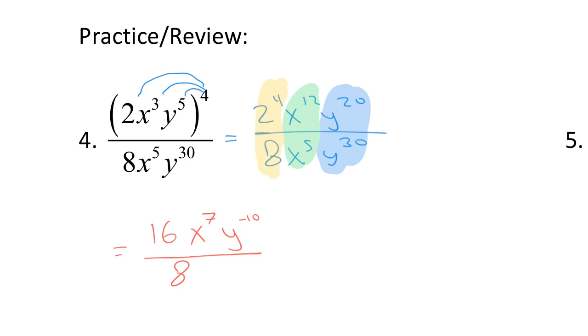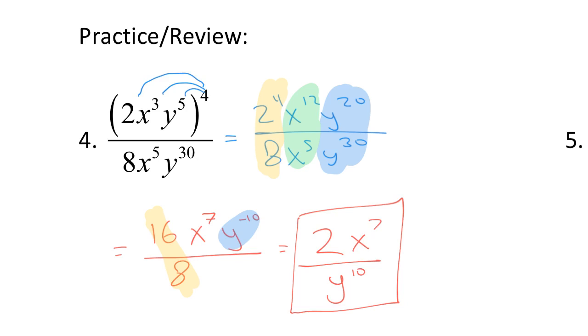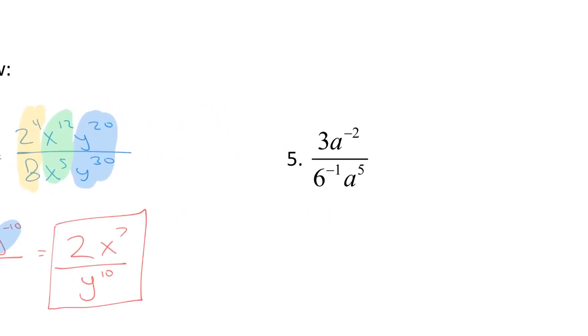And now I have two things I need to do. I need to actually divide 16 by 8, and I need to move the y to the negative 10 to the bottom. So to finish this problem off, we're going to get 16 divided by 8 is 2, x to the 7th, over, and when I bring the y to the bottom, now the exponent becomes positive. So a negative exponent just moves to the opposite part of the fraction. That's number 4. We've got 2 more quick ones.